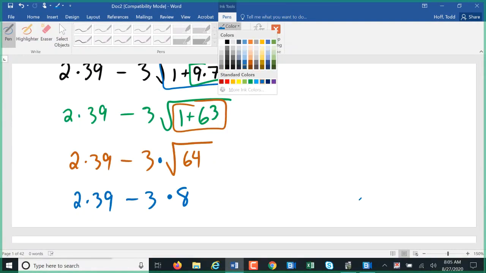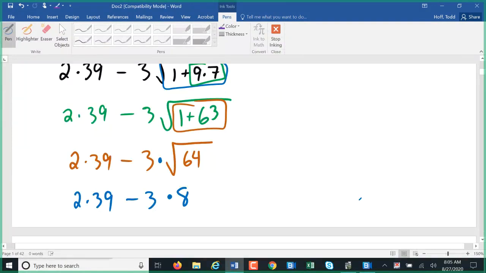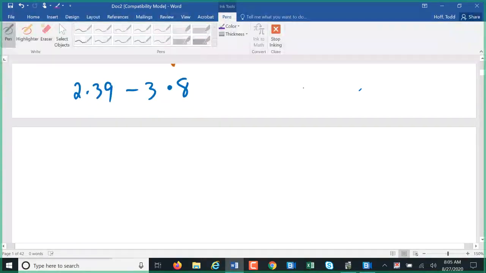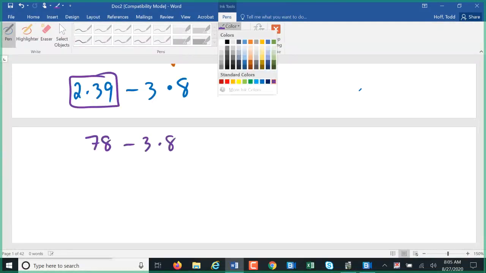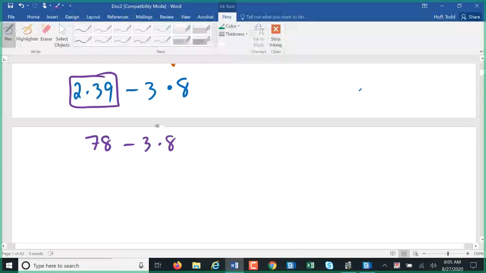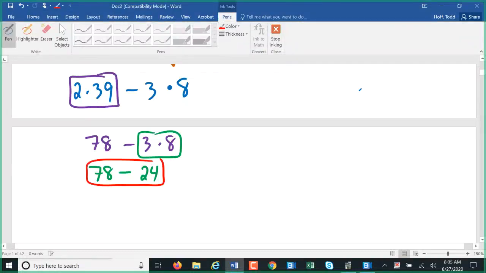Now again, back to our levels of priority. There are no more enclosing symbols, no more exponents. So we're going to do multiplication and division left to right. 2 times 39 is 78. Then we have 3 times 8, which is 24. All that's left is subtraction. So we'll go ahead and do that. 78 minus 24 is 54. So there's our solution.